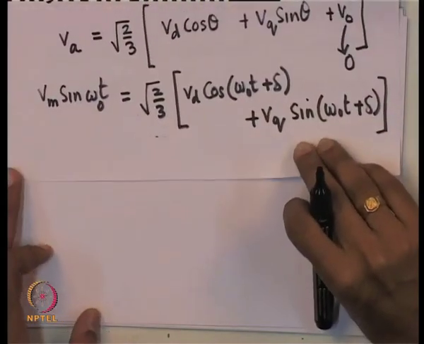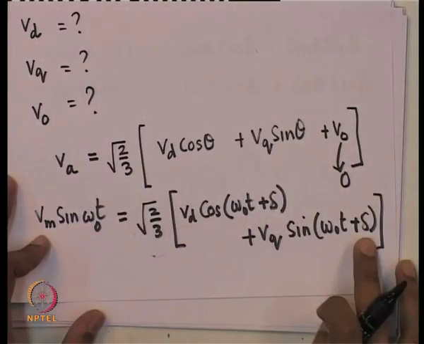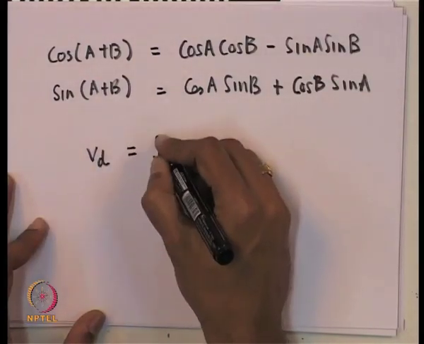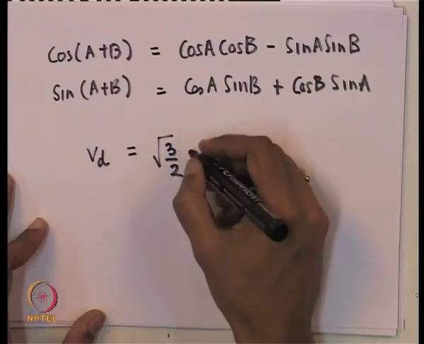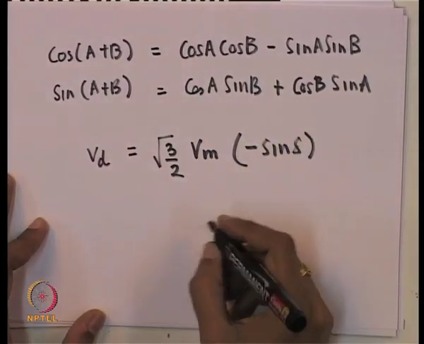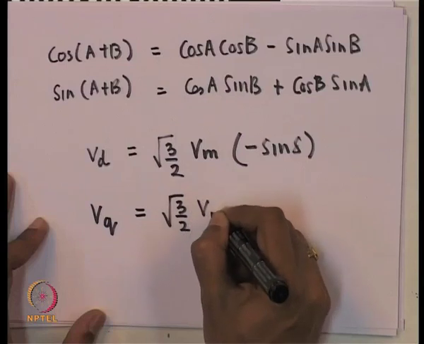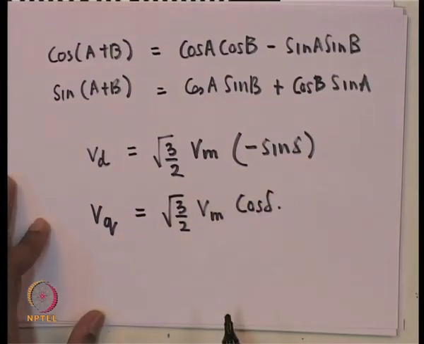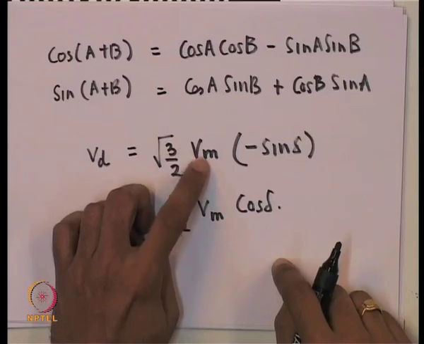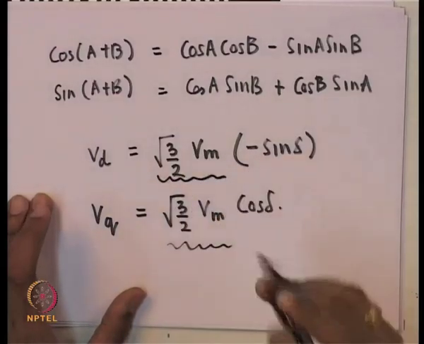If you know this, then it is very easy to see that if the left hand side and right hand side are to be equal, then V D will be root 3 by 2 V m into minus sin delta, and V q is equal to root 3 by 2 times V m cos delta. So, V d and V q become this. In fact, V m, remember, is the maximum voltage of the phase to neutral. So, if it is a star connected winding, in fact, this is the line to line RMS voltage. This taken together is the line to line RMS voltage.